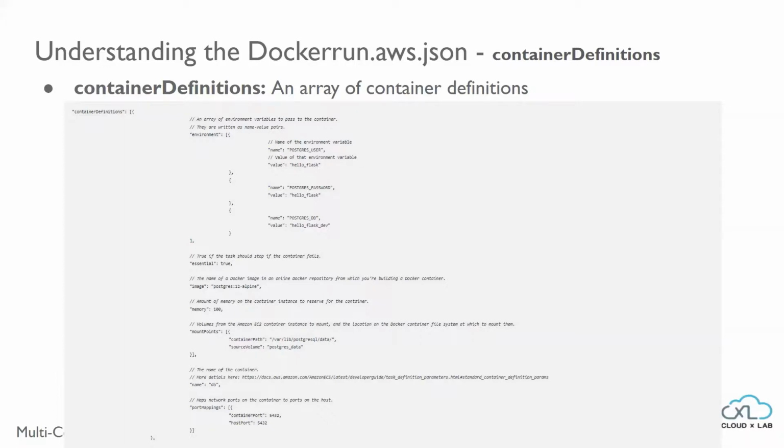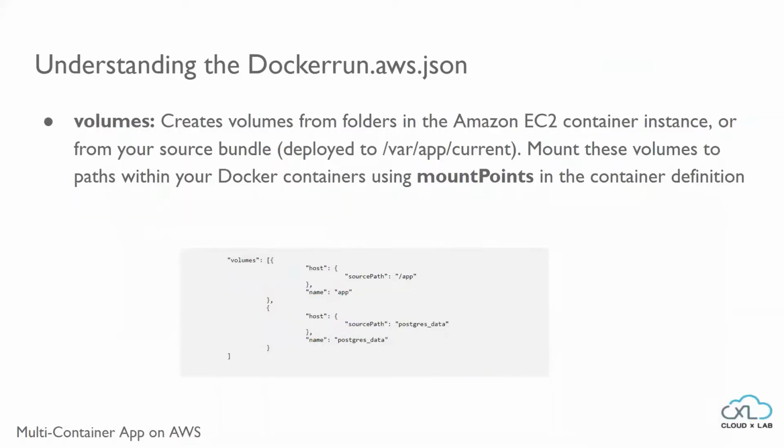Then port mappings. It maps the network ports on the container to ports on the host. Now comes the volumes. Volumes create volumes from folders in the Amazon EC2 container instance or from the source bundle. Mount these volumes to paths within your Docker containers using mount paths in the container definition. Volumes are specified in the following format with the name and source path of the host.